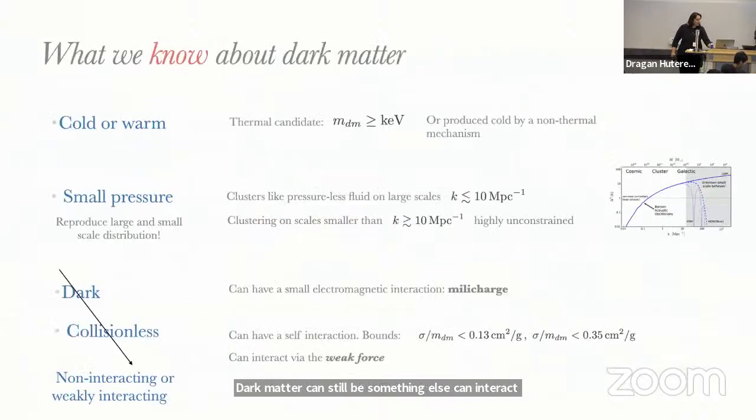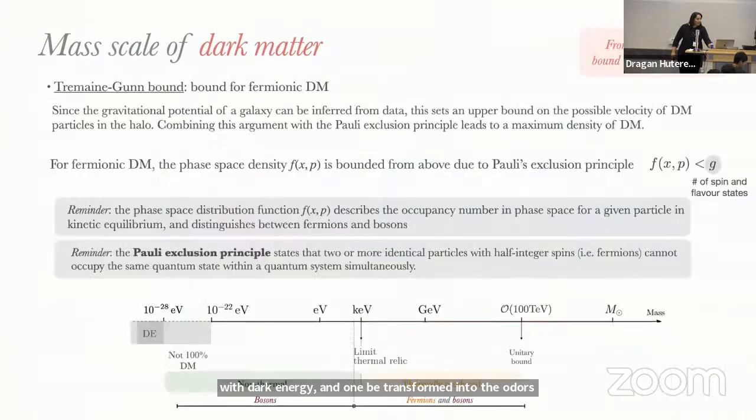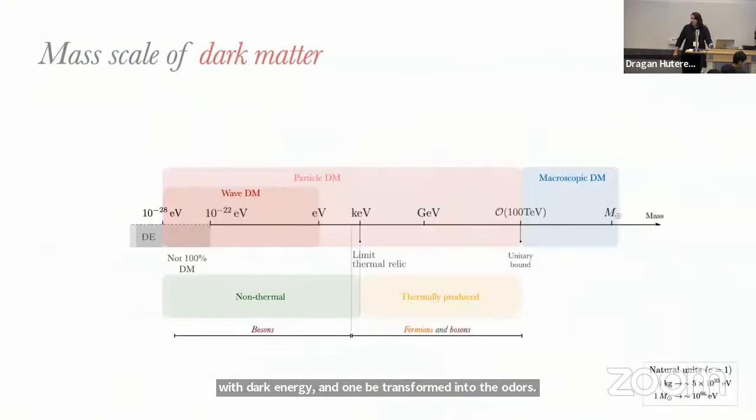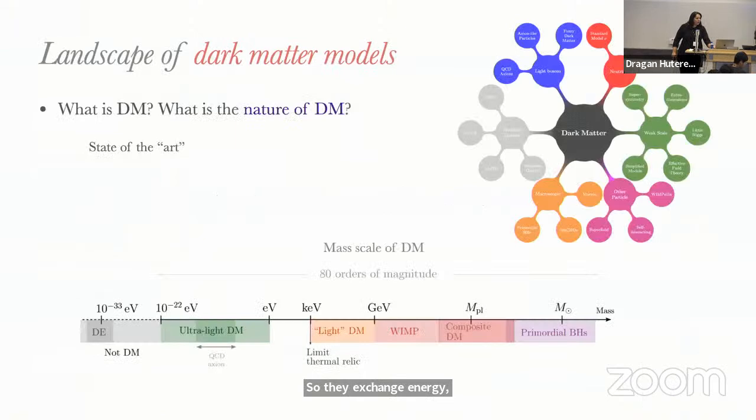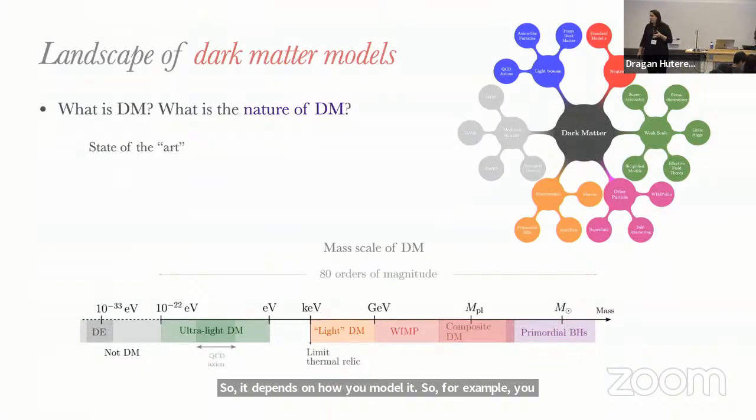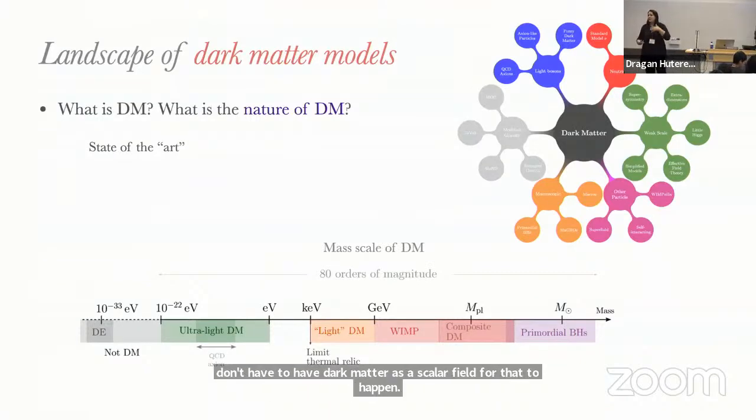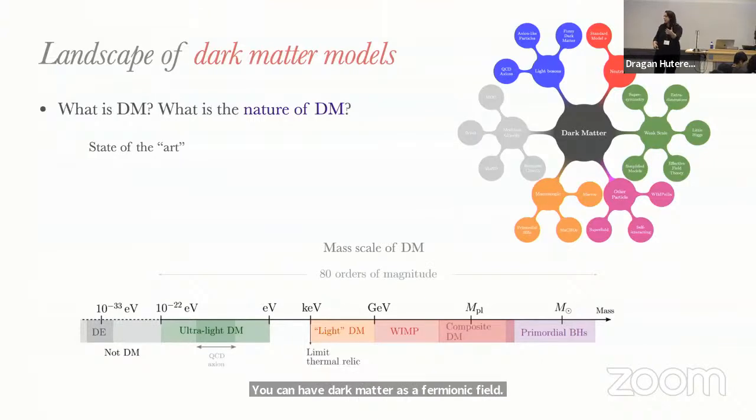So there are models of interacting dark matter where dark matter and dark energy couple. So they exchange energy, energy-momentum, and sometimes momentum as well. It depends on how you model it. For example, you don't have to have dark matter as a scalar field for that to happen. You can have dark matter as a fermionic field interacting with a scalar field that describes dark energy. You can have a Lagrangian for that, or you can do many phenomenological models. So we have many models where dark matter interacts with dark energy.